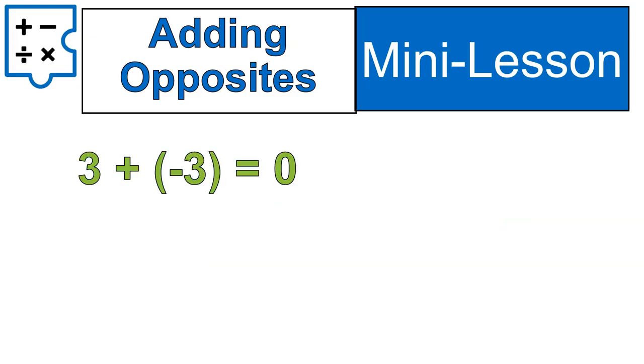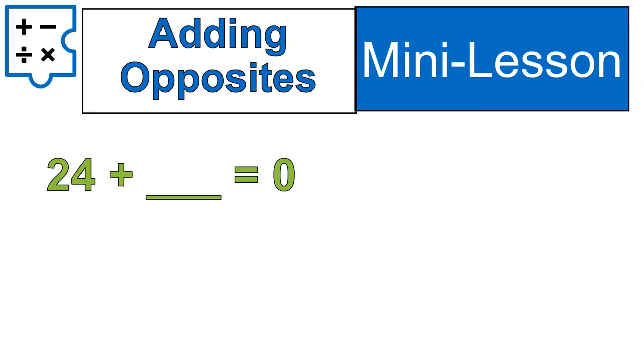The way we write this in a math expression is like this: 3 plus -3, and it becomes an equation when we say equals 0. 3 plus -3 equals 0. Or -3 plus 3 equals 0. Both of those basically say the same thing. We've just moved the numbers around a bit.